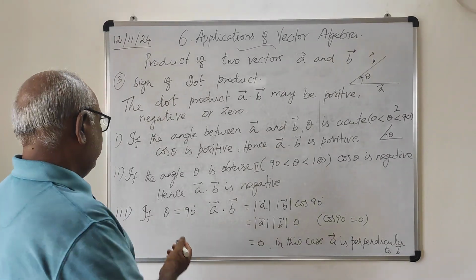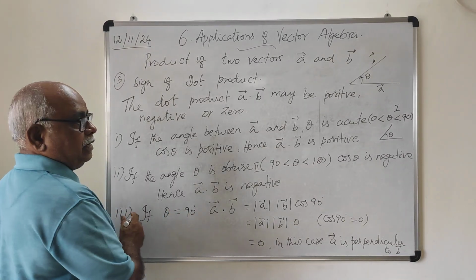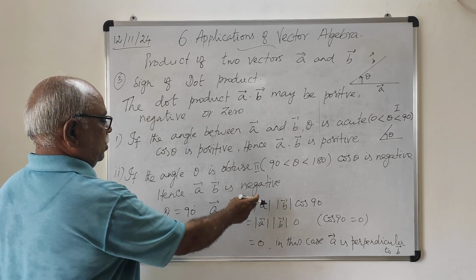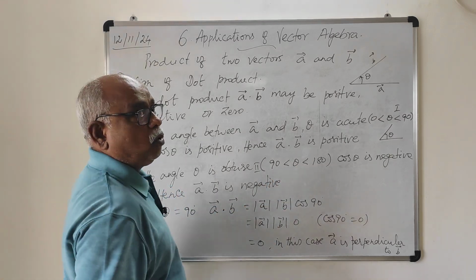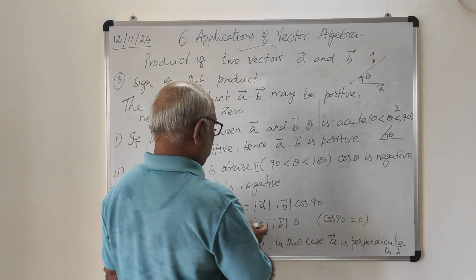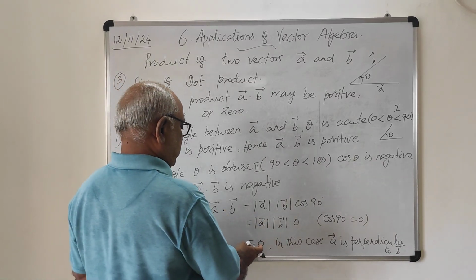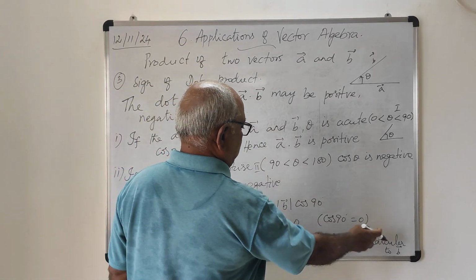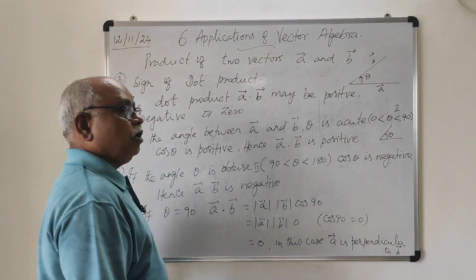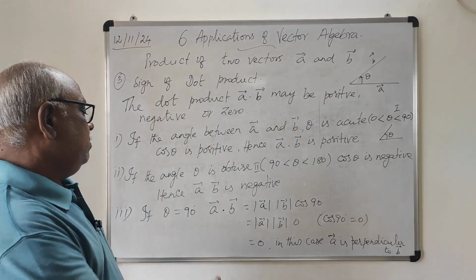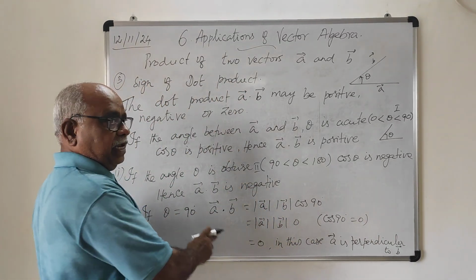And finally, if theta is 90 degrees, what is A dot B? Mod A mod B cos 90. You know cos 90 is 0. Therefore, A dot B is 0. It means A dot B 0 implies that A is perpendicular to vector B. That is, A and B are perpendicular. That is the inference we get if theta is 90 degrees.